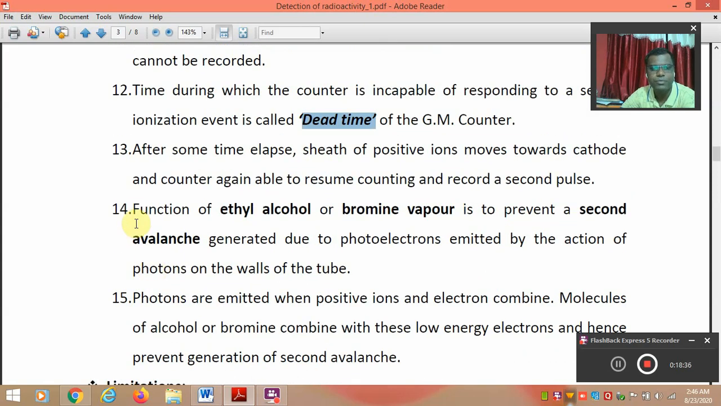At the same time, I already told you there is a mixture present in the tube. One is the argon atom, and the other is ethyl alcohol or bromine vapor. We already covered the function of the argon atom. Argon atoms are responsible for the formation of ion pairs, and these ion pairs help us find out the type of particles emitted by the radio element. At the same time, the 10% ethyl alcohol or bromine vapor present in the tube has the function of preventing the second avalanche.